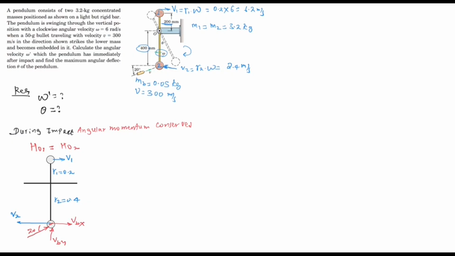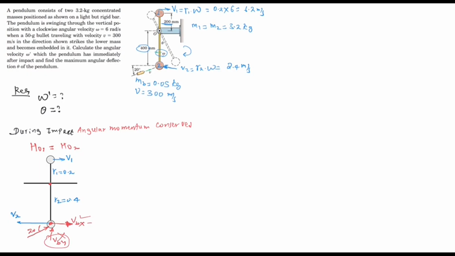But the velocity of the bullet in the Y direction might not have any moment effect on the system, so it might not have any arm length. That means the arm length related to this one is 0, but instead the velocity in the X component will have the radius, or a perpendicular distance R2, which is 0.4. So this will have an impact over the system, so we don't need to use this part.